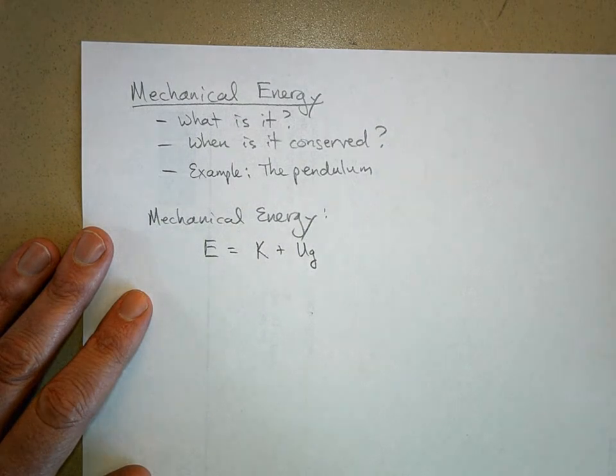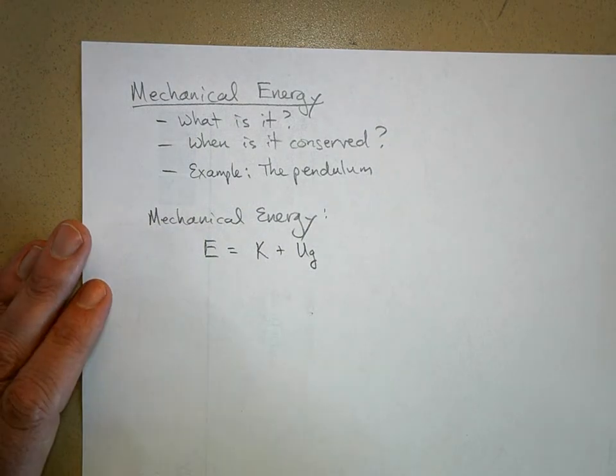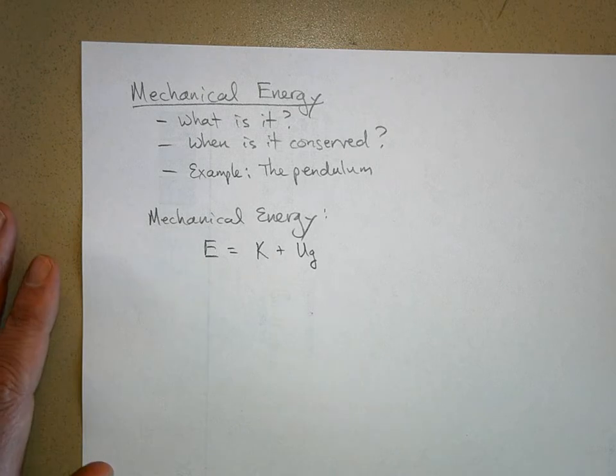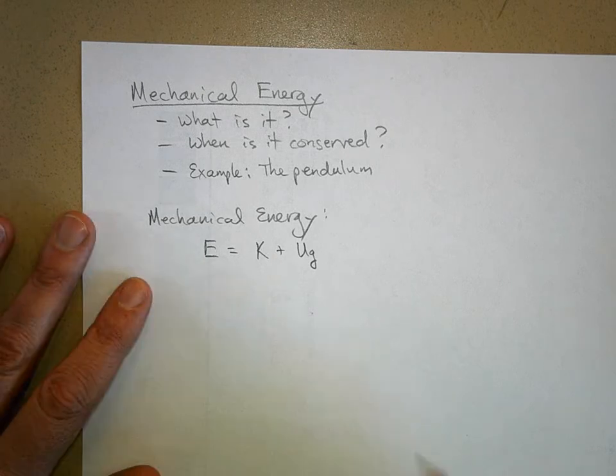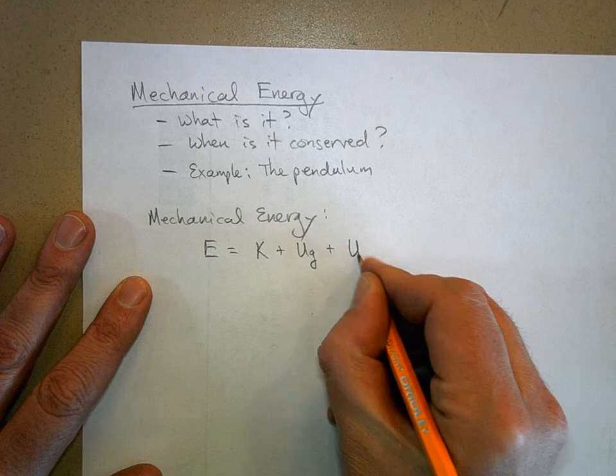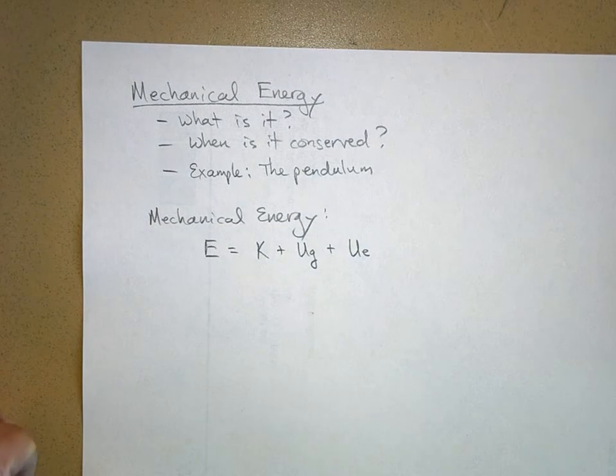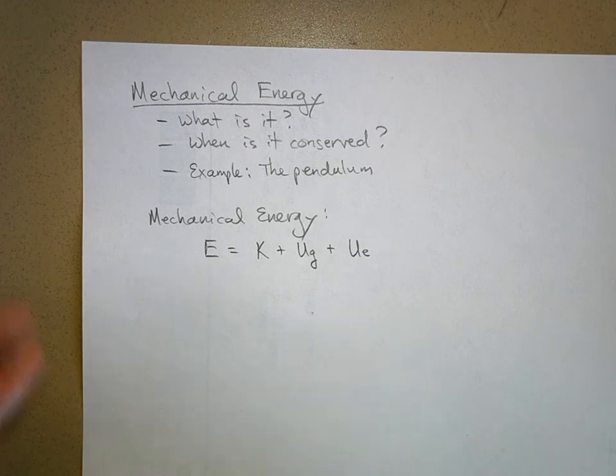gravitational potential energy, that is the energy stored up in an object because it has height above the ground or some reference level, plus any elastic energy it has. If maybe something is sitting on a spring that's been compressed, that spring can be released and push on the object and can release its energy into the object.